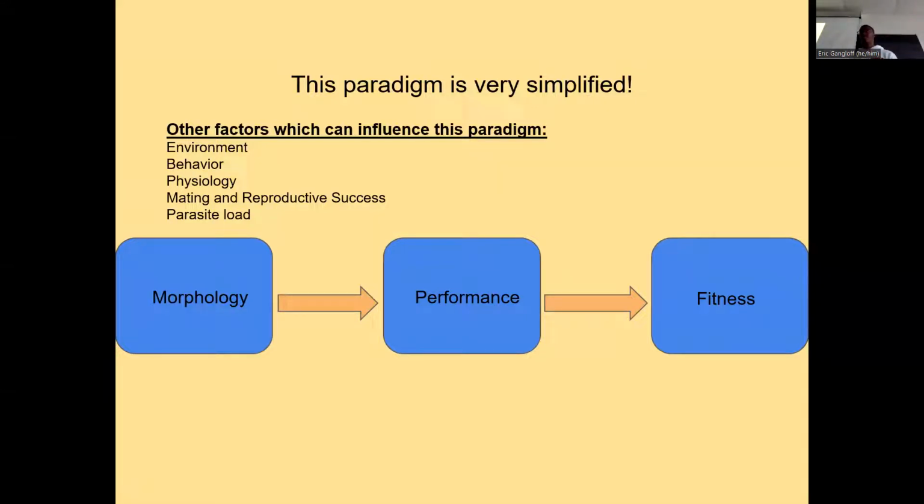Physiology and mating and reproductive success have a huge impact on how fit that organism is. And also parasite load can influence the ability of an organism to perform. It can even change their morphology, and it can obviously change how well that individual can reproduce.